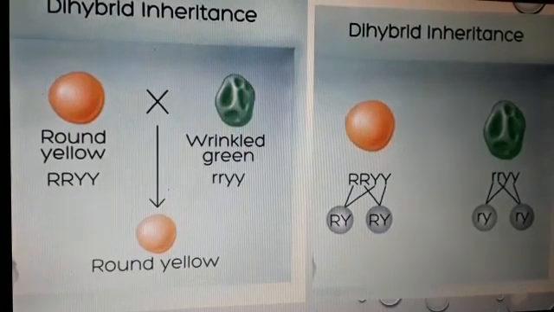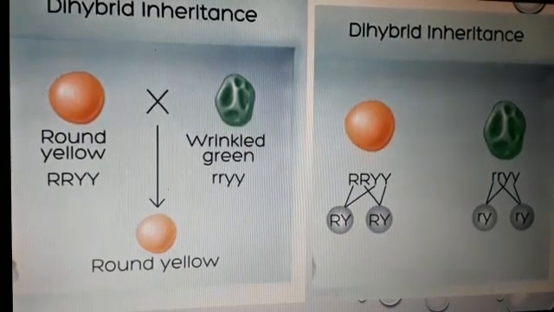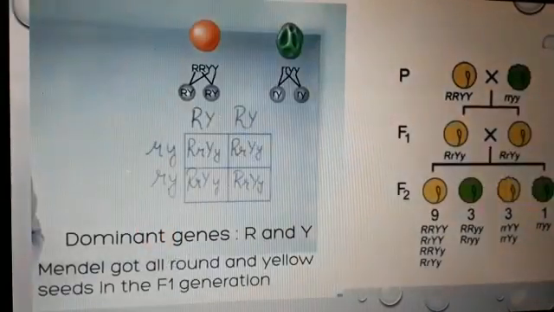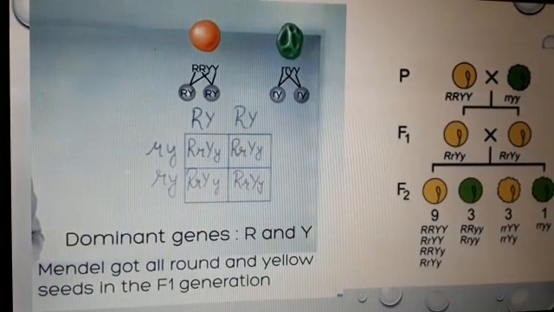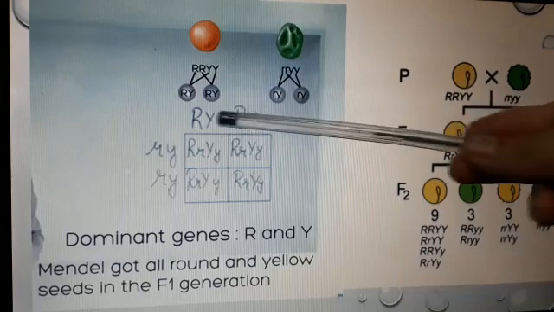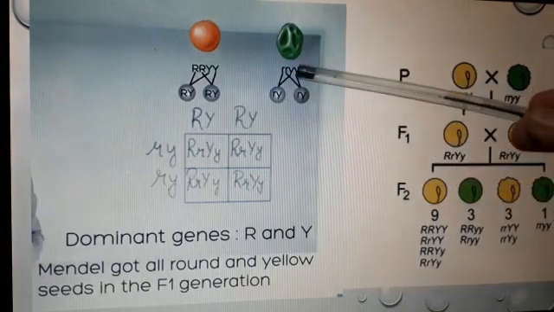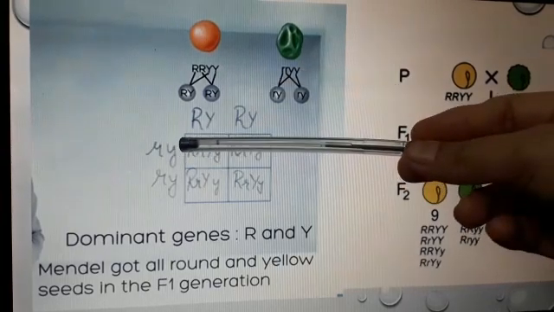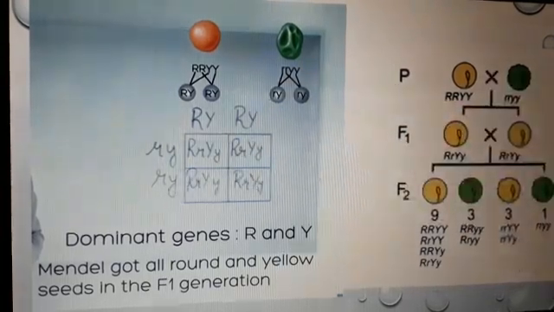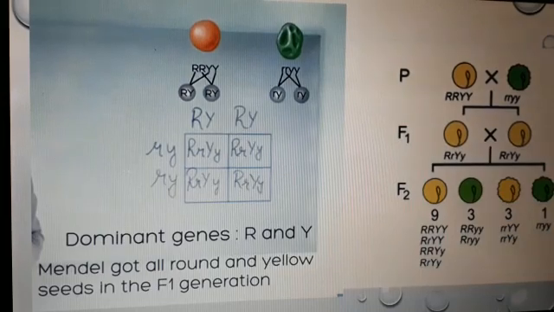The round yellow seeds are crossbred with the wrinkled green seeds, and this is what we will understand with the help of the Punnett square. With the help of this Punnett square, we will write the gametes which are produced: capital R, capital Y, capital R, capital Y, and for the other plant small r, small y, and small r, small y. The Punnett square has two rows and two columns.